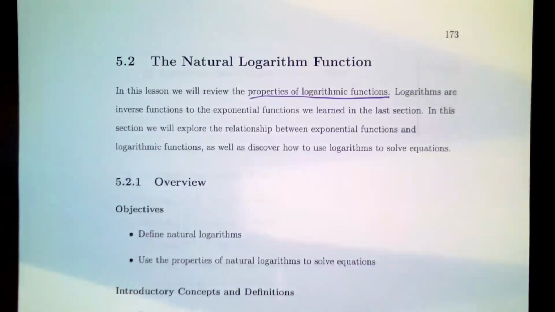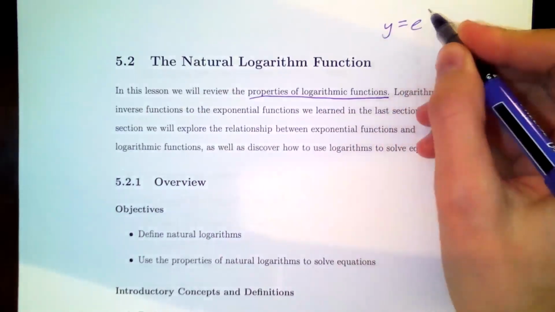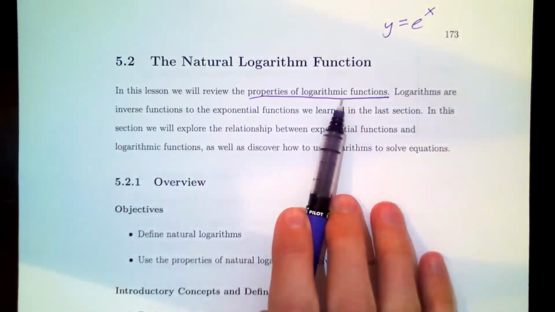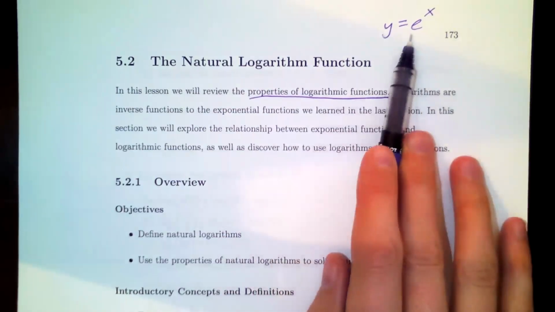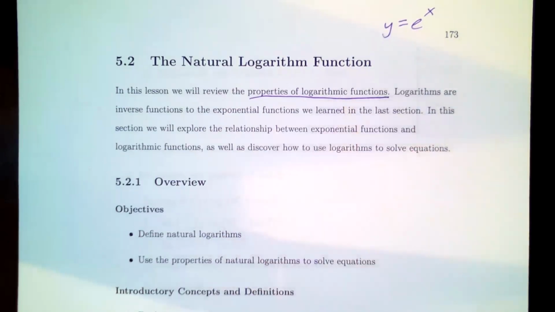In section 5.1, you learned basic exponential functions like y equals e to the x, for example. And any good exponential function, or any good function in general, has a workable inverse function that undoes its actions. Logarithmic functions are the inverse functions to exponential functions. So the opposite of doing an exponential is doing a logarithm.